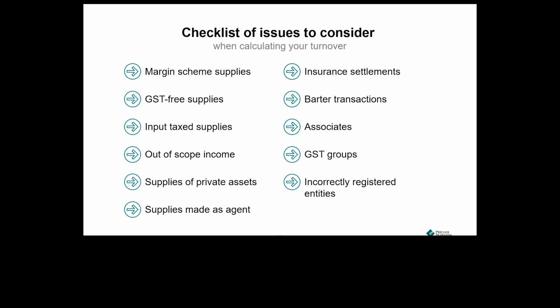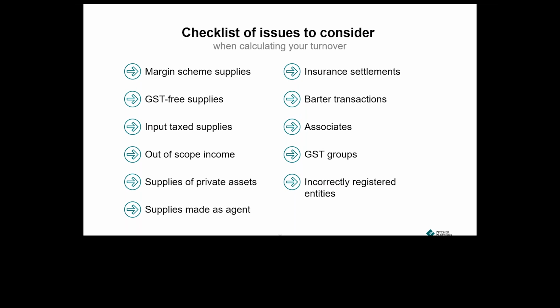On the other hand, if you've made any input taxed supplies, such as supplies of residential rental or financial supplies, which are input taxed, if those have been reported in your BAS, which they could well have been if you've been following the ATO's guidance on how to prepare your BAS, then they will need to be excluded from your GST turnover, so deducted from G1 to get to the correct GST turnover result.